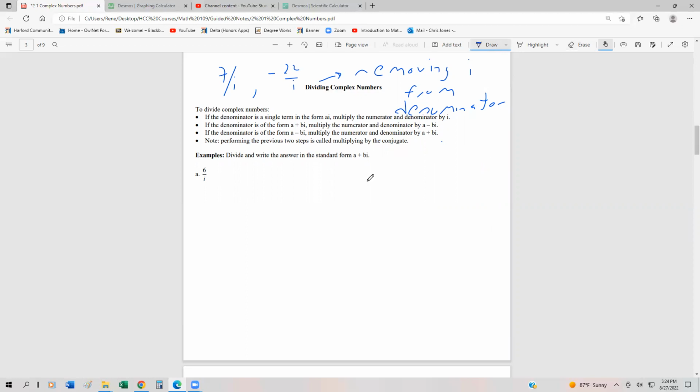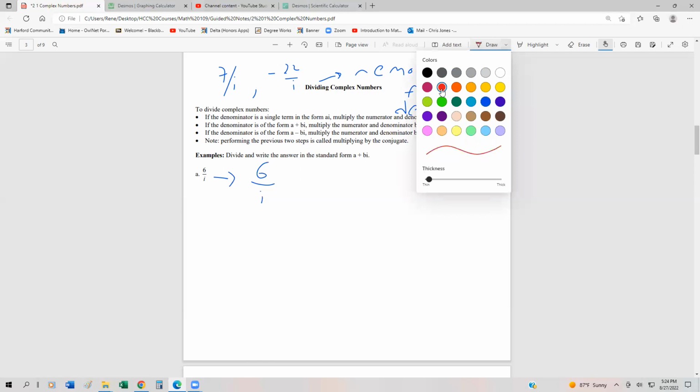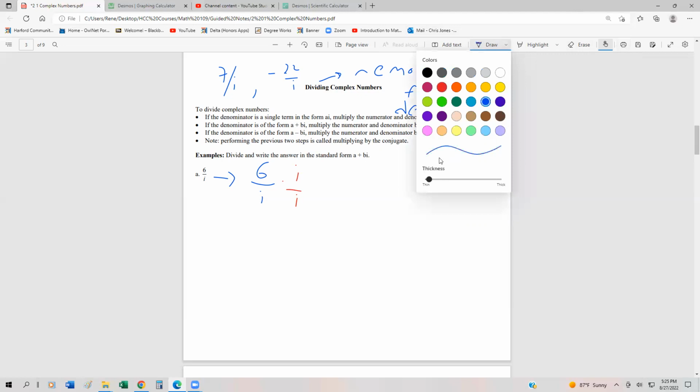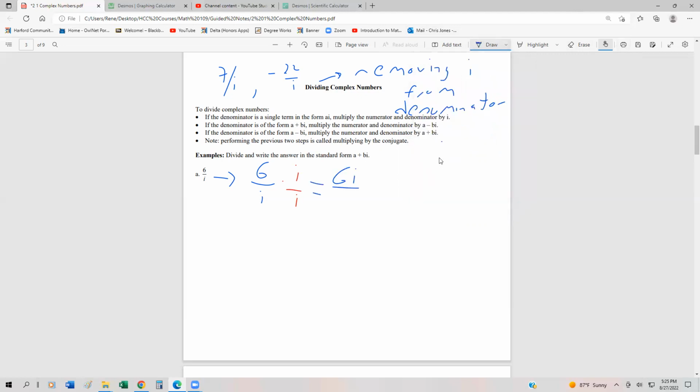So we have 6 divided by i. What I'm going to do is take 6 divided by i and multiply that by i over i. And you might be thinking, okay, what's that going to do? Well, the numerator, if we multiply straight across, is going to become 6i. The denominator is i squared. We remember that i squared is the same thing as negative 1. So we get 6i divided by negative 1, or negative 6i. And remember, the whole goal is to remove the i from the denominator, which is what we just did. Okay, so that one's pretty easy.